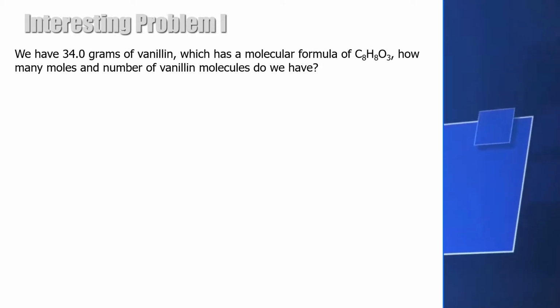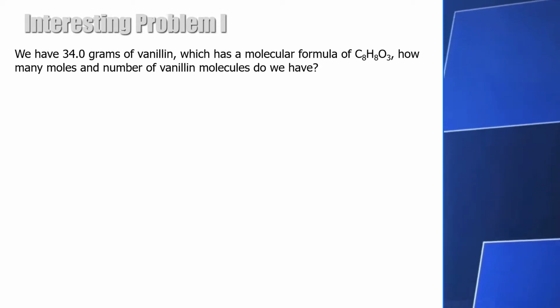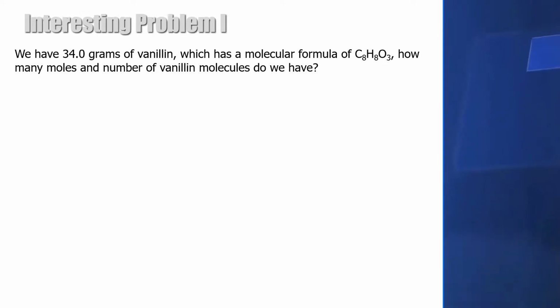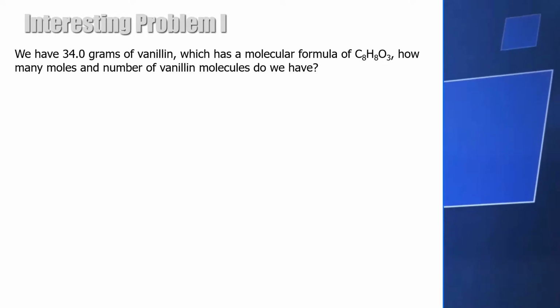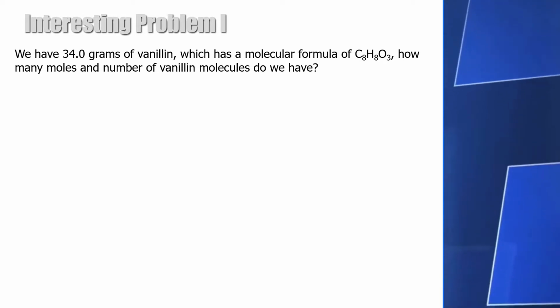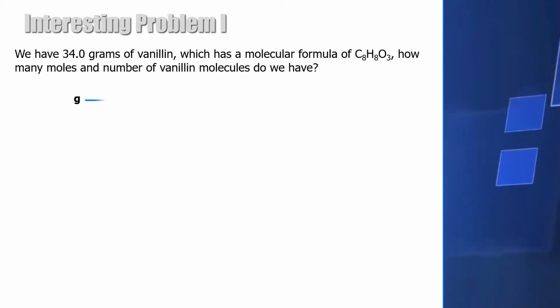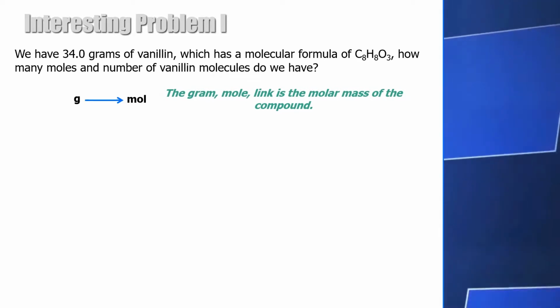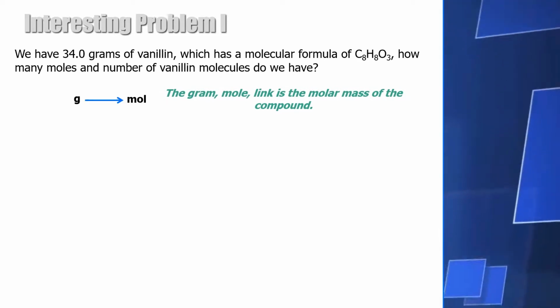There are many interesting questions that we are now able to handle. Let's do a few of these. If we have 34.0 grams of the compound vanillin, which has a molecular formula of C8H8O3, how many moles and number of vanillin molecules do we have? What we have is grams of vanillin to moles of vanillin in our solution map. The grams-mole link for compounds will be the molar mass of the compound.